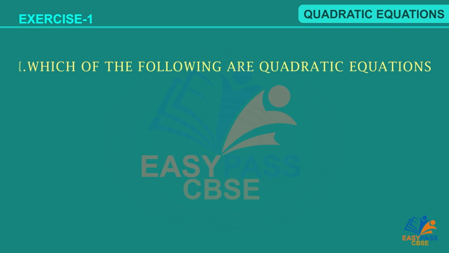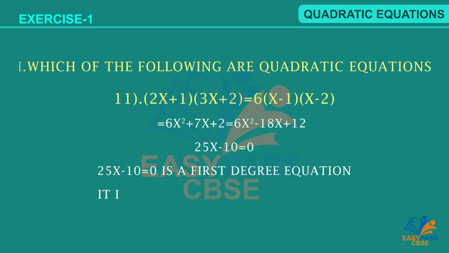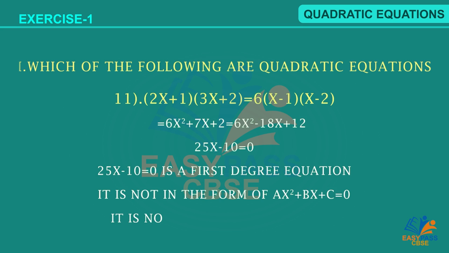Next, 11th one, 2x plus 1 times x plus 2 is equal to 6 times x minus 1 times x minus 2. On simplifying, we get finally 25x minus 10 is equal to 0. 25x minus 10 is a first degree polynomial. It is not in the form of ax square plus bx plus c. Therefore, this is not a quadratic.